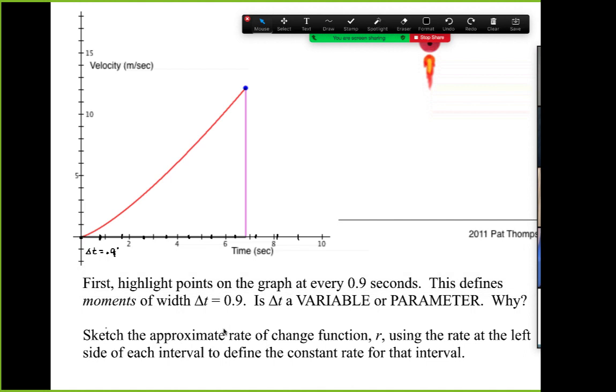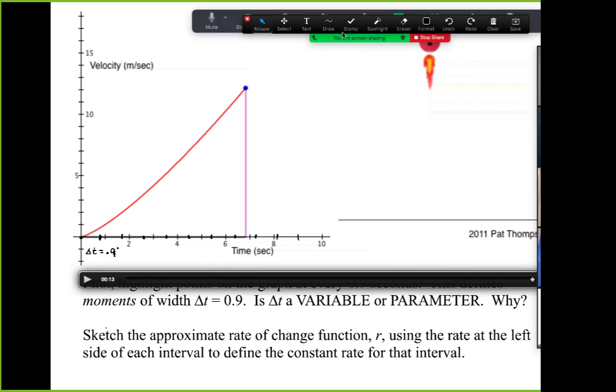So we're going to sketch the approximate rate of change function using the rate at the left side. In the first 0.9 seconds, what will the rate be for the approximate rate function? The rate of 0. Yes, because at the left side it's 0, so we're going to have 0 the whole way here. Then, in the next interval from 0.9 to 1.8, how can we express exactly what the constant rate will be in that interval?